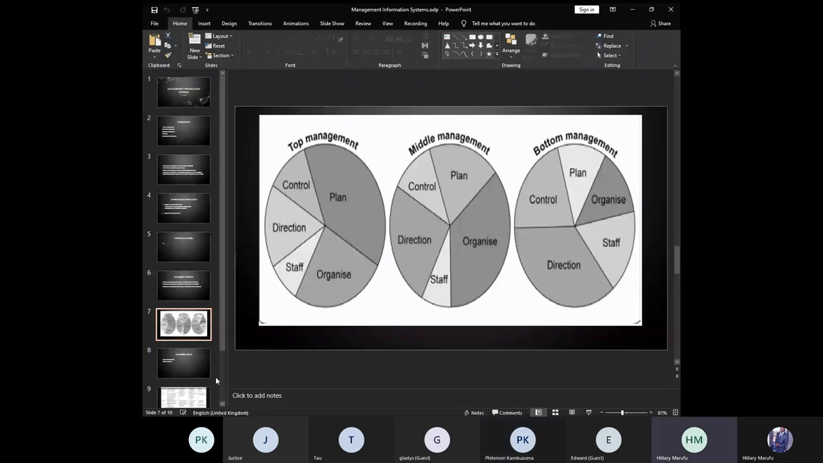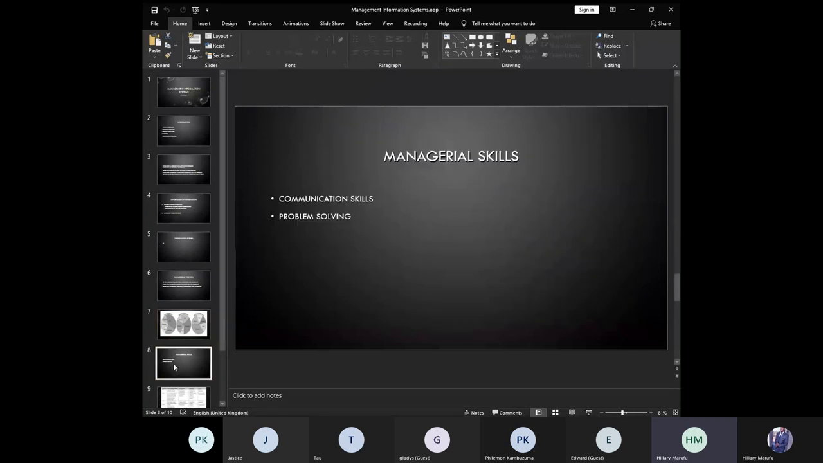That is correct. Because at the end of the day, the products or key values of the organization are met at the bottom management, because they have the people that do the actual core business, as opposed to top management that just oversees. Anyway, let's proceed.